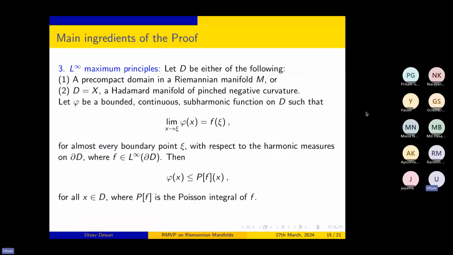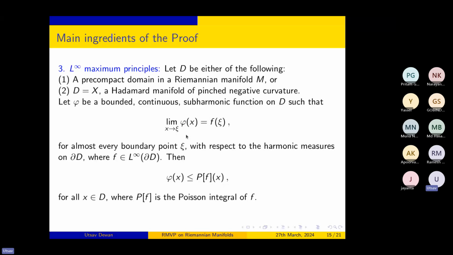And finally, we look at the L infinity maximum principle. Again, either we are in the local setup or in the global setup. Now let phi be a bounded continuous subharmonic function on D such that the limit as x goes to xi of phi(x) equals f(xi) for almost every boundary point xi with respect to the harmonic measure on the boundary of D. The point here is that we will get a pointwise domination of phi(x) by the Poisson integral of its boundary values. Okay.